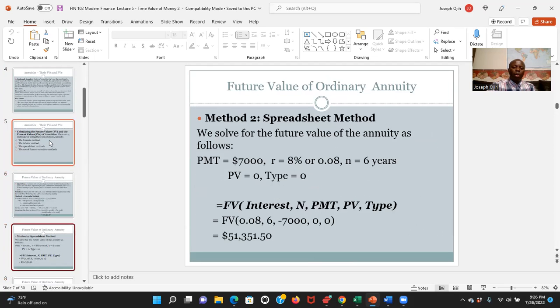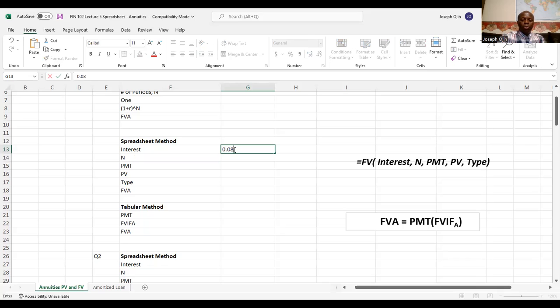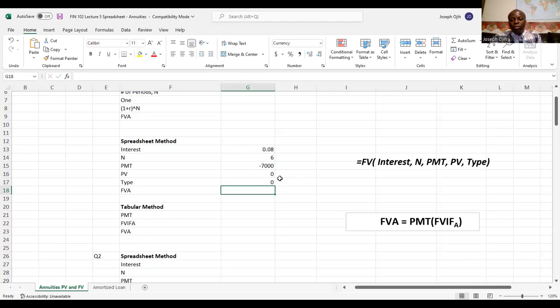So I'll take you to Excel where we can put those numbers in and do our calculation. The interest is 8%, 0.08. Number of years is 6 years. Payment, the money leaving your pocket, is negative 7,000, to show you the direction of the cash flow. Present value, there's no present value. Type is 0. Now we can compute the future value of the annuity. This is the formula we use in Excel.